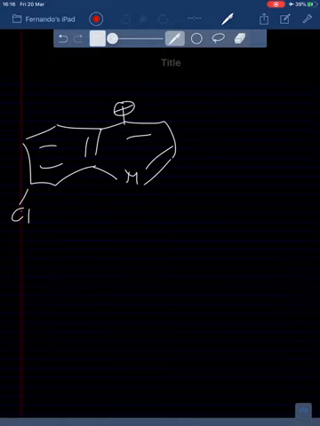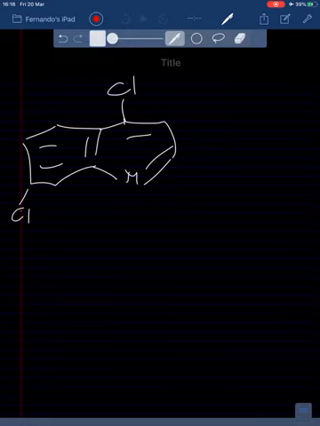Okay. So if we have a positive charge here, that means we need something that is going to leave. So for example, it could be a leaving group. Right now, let's go and place a chlorine, right? So instead of having a synthon, we actually have a synthetic equivalent of the synthon. And now the question is, how are we going to be able to get this one?